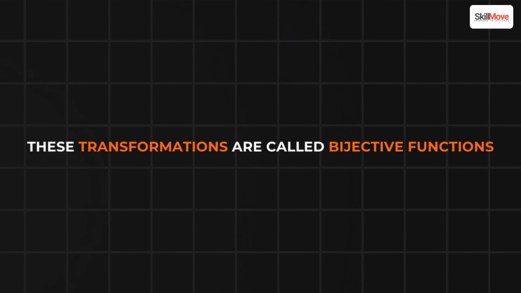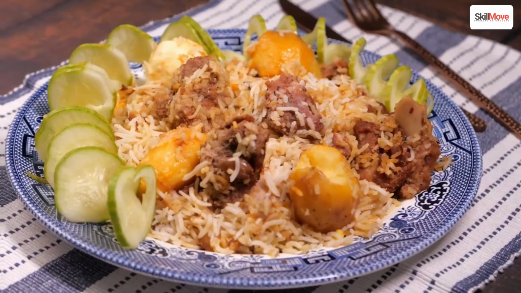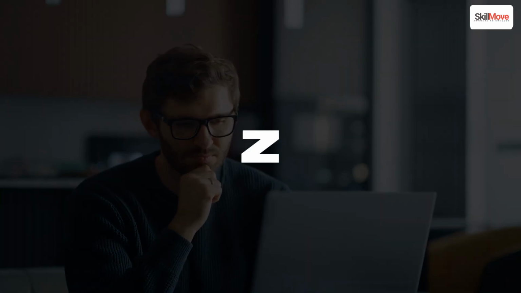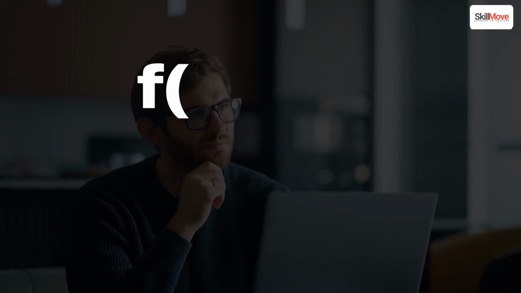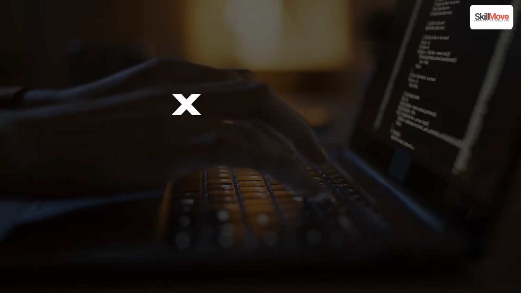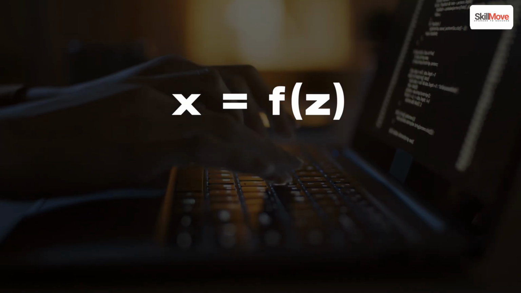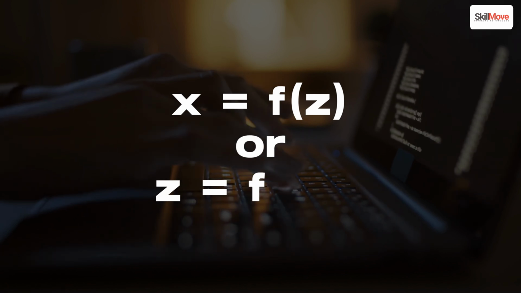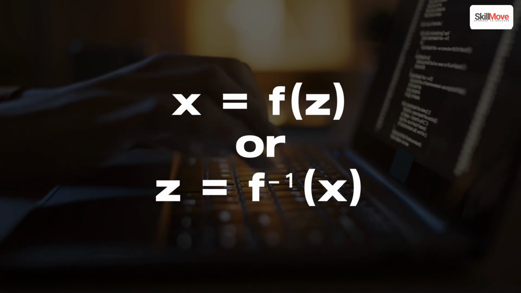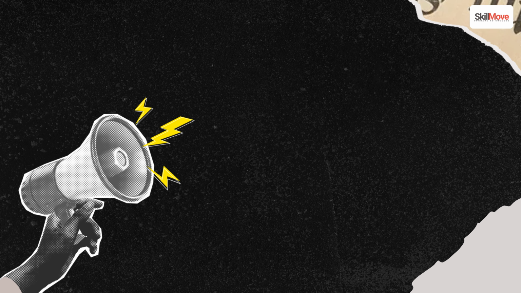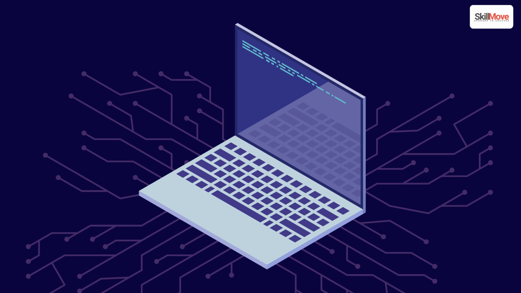Invertible transformations. These transformations are bijective functions, which means both forward and reverse operations are possible. Let's say we have a latent variable z and we apply a transformation f(z) = x. Then x becomes our complex data. So x = f(z), and we can also reverse it as z = f inverse of x. To calculate the probability distribution, we use the Jacobian determinant. Yeah, sounds heavy, right? But don't worry, software handles it for us.